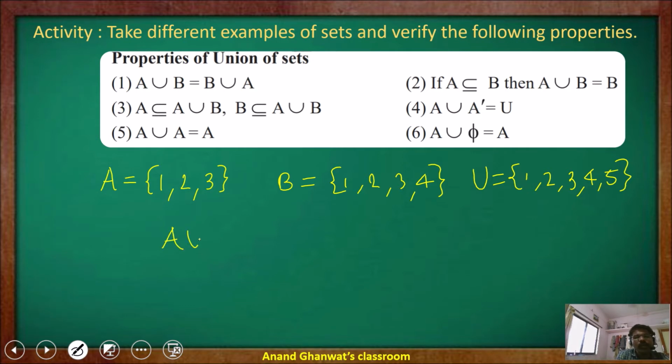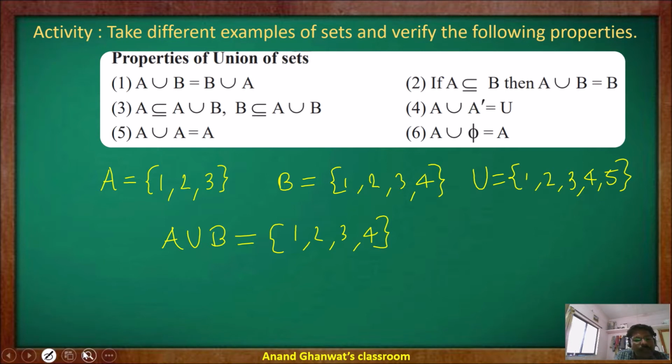Now A union B, for the given set A 1, 2, 3 and B 1, 2, 3, 4. A union B is equal to 1, 2, 3, 4. Now check all the elements of set A, whether all the elements of set A are present in A union B. 1 is present in set A, it is present in A union B. 2 is present in set A, it is present in A union B. 3 is present in set A, it is present in A union B. Therefore, A is a subset of A union B.